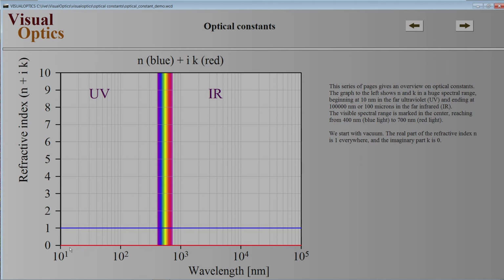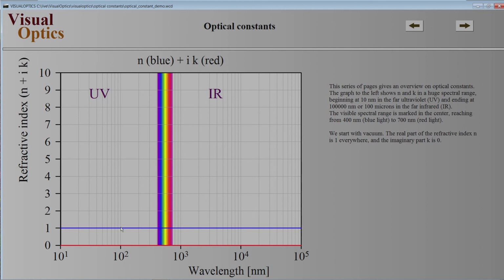We are going from 10 nanometers here in the deep ultraviolet through 100 nanometers to the blue and to the red part of the visible, and then we go to the near infrared 1000 nanometers, the mid infrared 10,000 nanometers or 10 microns wavelengths, to the far infrared 100 microns wavelengths. So this is a huge spectral range. So I need a logarithmic scale for the wavelength axis here. And I show you two curves, in blue the real part n, and in red the imaginary part k.